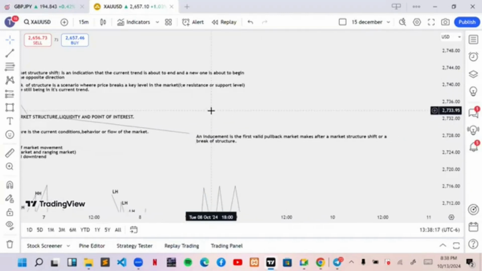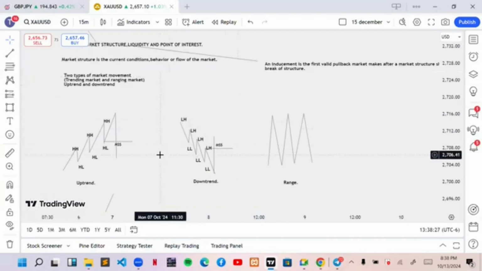An inducement is the first valid pullback that market makes after a market structure shift or a break of structure. Now, what do I mean by this? Once market has triggered a market structure shift or a break of structure, there's going to be a pullback close to where market either shifted structure from or broke structure from.